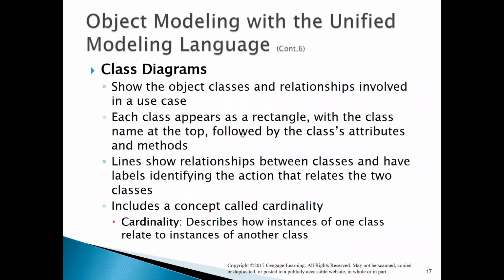Slide number 17, class diagrams. Class diagrams show the object classes and relationships involved in a use case. Each class appears as a rectangle with the class name at the top, followed by the class's attributes and methods. Lines show relationships between classes and have labels identifying the action that relates the two classes. It includes a concept called cardinality, which describes how instances of one class relate to instances of the other class.